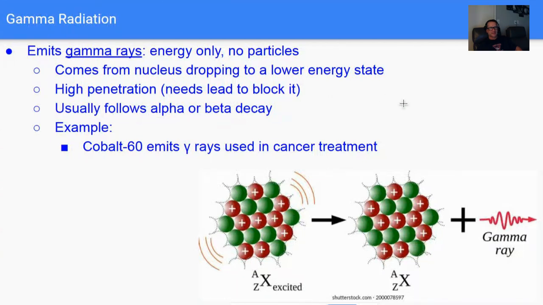All right, the last type of radiation in our last slide, up to about 15 or 17 minutes or so. In college, that'd be like the shortest lecture in history. High school, it's like, oh, it's too long.